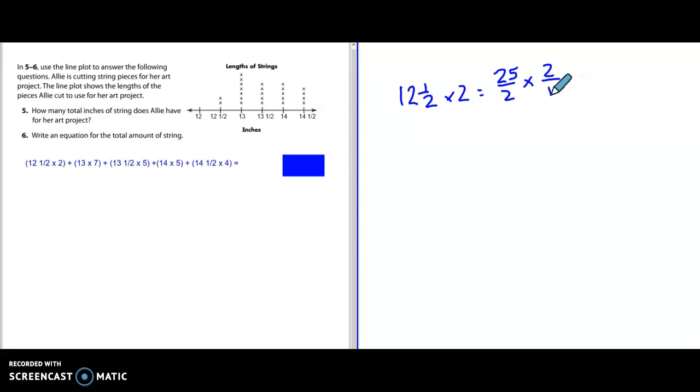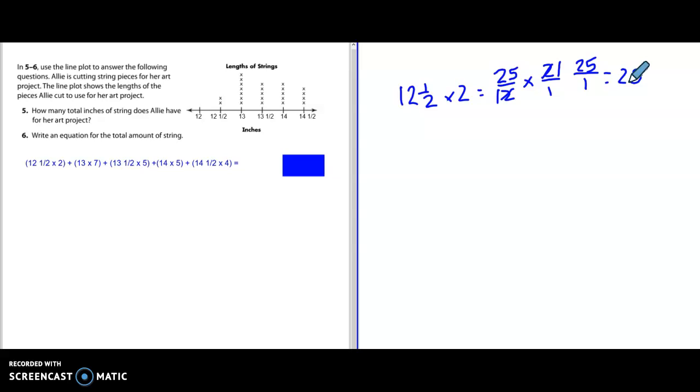But hey, we can do some cross canceling ahead of time and make this super simple. Okay, so these two have a common factor of 2. So 2 divided by 2 is 1. 2 divided by 2 is 1. So now it's 25 times 1, over 1 times 1, which is 1. And we know that that equals 25. So 12.5 times 2 is 25.